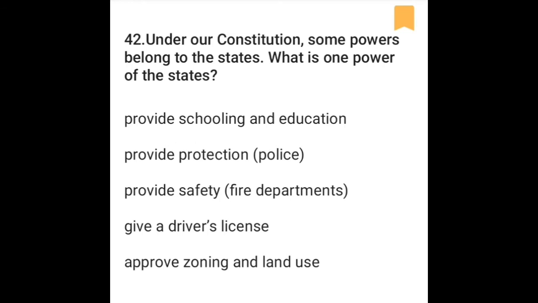Under our Constitution, some powers belong to the states. What is one power of the states? Provide schooling and education. Provide protection. Police. Provide safety. Fire departments. Give a driver's license. Approve zoning and land use.